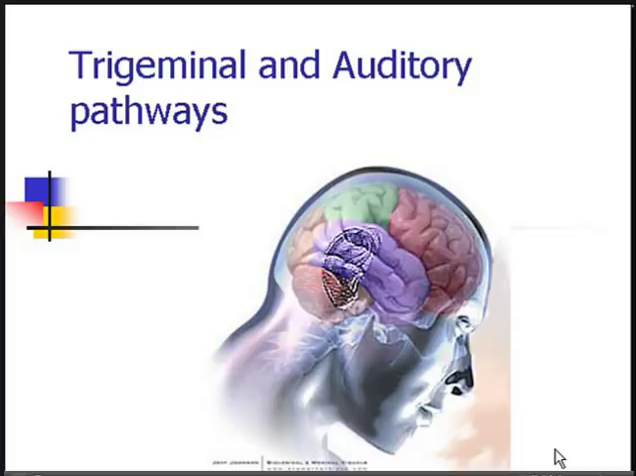This is the final presentation on the brainstem, where we are going to do trigeminal and auditory pathways. So the trigeminal pathway is with regard to sensations from the face area, and the auditory pathway, of course, is for hearing. Now let's look at the trigeminal pathway first.